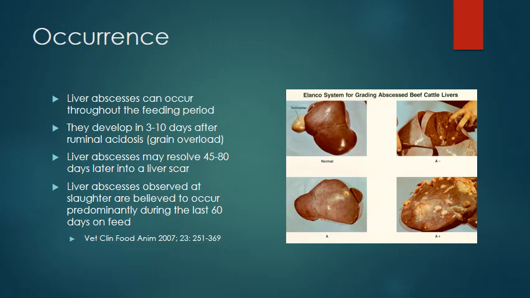If you look to the picture here on the right, this is an example of Elanco's scoring system for liver abscesses. A normal liver has no abscesses. An A- liver has 1 or 2 small abscesses. An A liver has 1 or 2 medium to large sized abscesses. You can also see on this picture there's a ruminal scar on the surface. And an A+ liver is a severely abscessed liver, may have multiple large abscesses throughout. A+ livers are condemned at slaughter, whereas the A and A- are typically downgraded to a pet food liver.